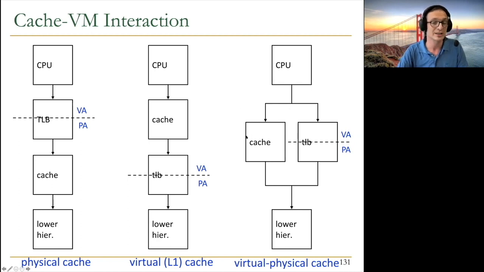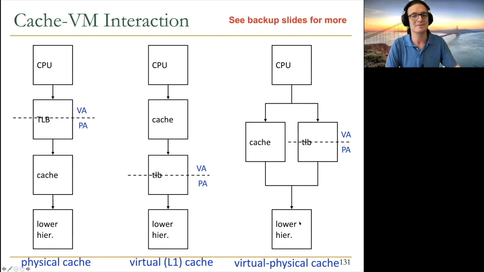So the idea is to virtually index the cache, but do the tag comparison in the cache using physical addresses, because you will have the physical address at the end over here. Okay, and usually systems employ this sort of cache, virtually indexed physically tagged cache, at the first level. The problem is not present in the lower levels of the hierarchy, because at that point you already have the physical address. You'd better do the TLB translation before the second level, for example. Okay, see backup slides for more.